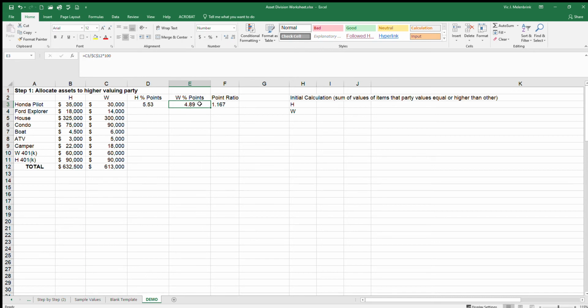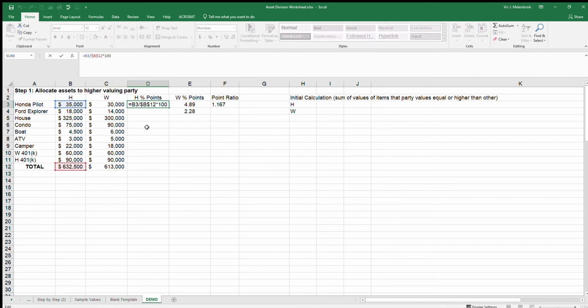Now, one thing you'll note here is the dollar signs in front of cell C12, in front of the C and in front of the 12. What that means is that when I copy it and paste it, that moved down one here to get cell C4 for the Ford Explorer's value, but it kept the C12 the same. If I didn't do that, it would go down to this cell. So that's just kind of an Excel trick.